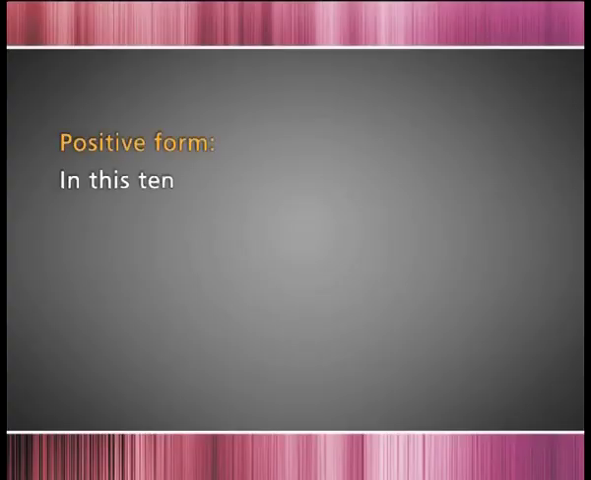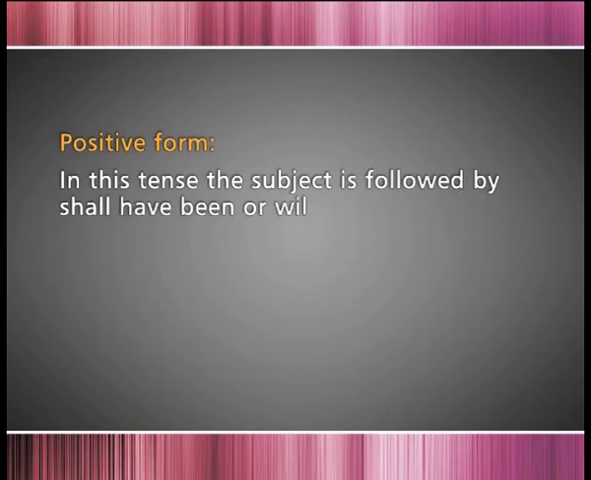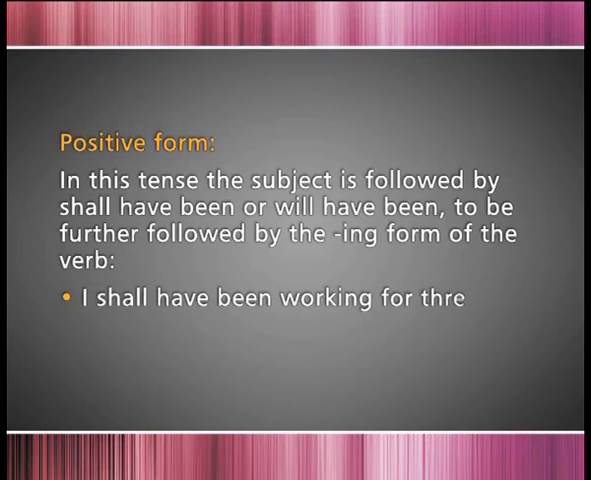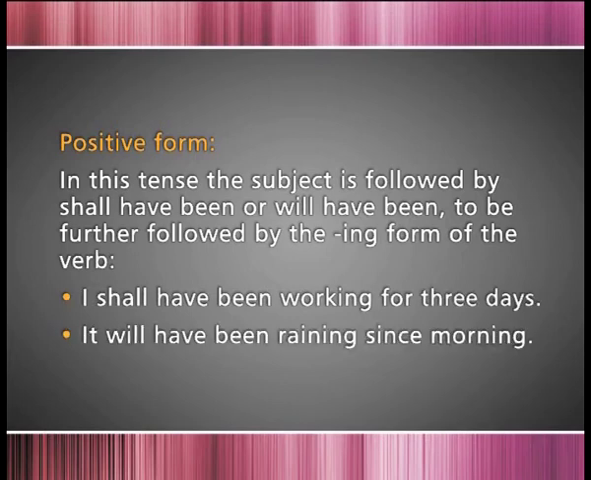Formation of future perfect continuous tense. Positive form. In this tense, the subject is followed by shall have been or will have been, to be further followed by the ing form of the verb. I shall have been working for 3 days. It will have been raining since morning.